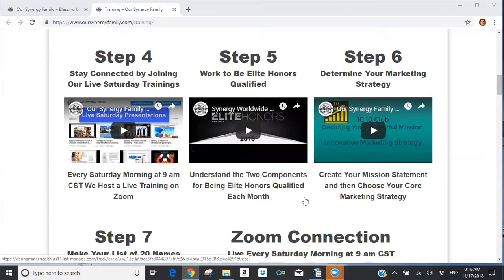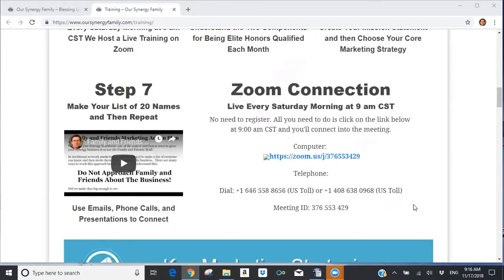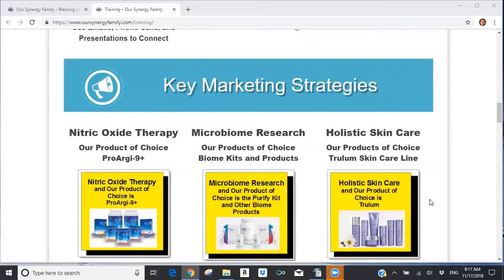Step number 6 is really critical. Determine your marketing strategy. And as we scroll down this page, we help people understand we have 3 key marketing strategies, as well as some other marketing strategies that people can adapt based upon what resonates with them. Now for me, nitric oxide therapy is my key marketing strategy. 98% of all my client base use Pro-Arginine Plus. I have some other clients that use Mystica and Cork or Essential Greens and some of the other Synergy products, but 98% of my clients use Pro-Arginine Plus.